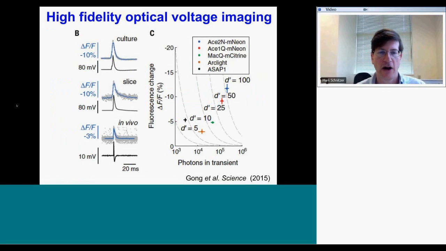Here you can see some comparisons between optical traces and electrophysiological recordings, dual recordings from neurons in culture, in brain slice, and in live mouse. On the right, you can see some quantifications of the D prime values that we were able to obtain with these recent ACE indicators in culture. You can see that the ACE2N and neon green indicator has a D prime value that's actually over 100. And this is going to be important because our D prime values are going to diminish as we go into more challenging experimental situations such as live mice or live flies. And we need very high D prime values, as I was saying earlier, to be able to keep our false positive rate low as we sample the data at kilohertz frame rates.